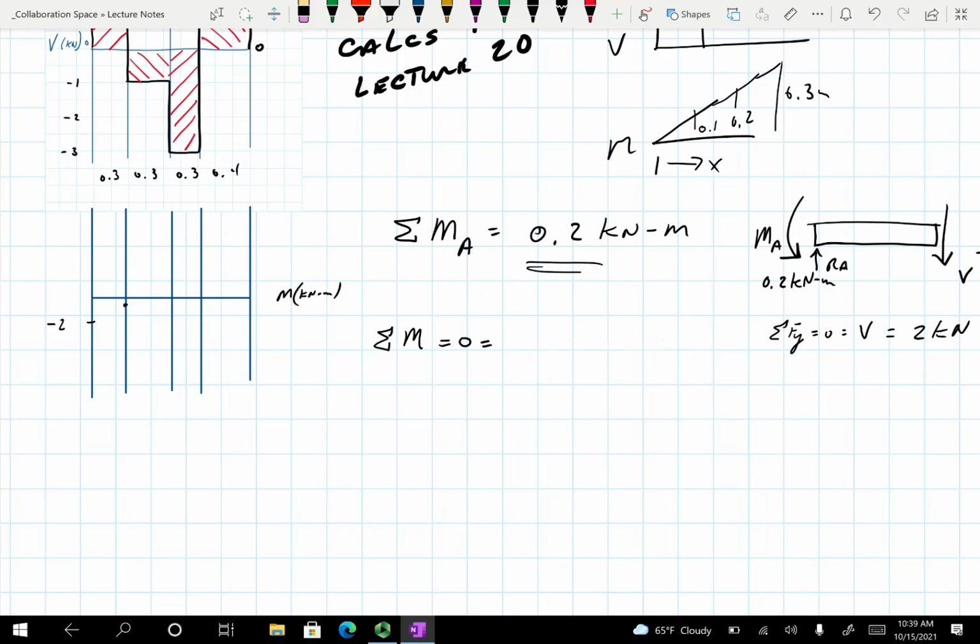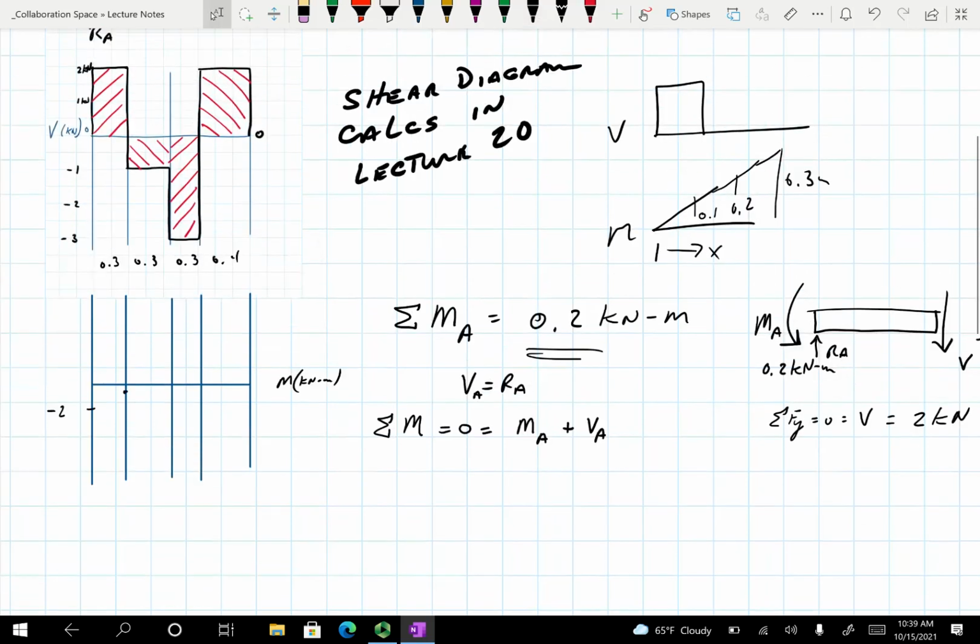Let's rewrite this thing. Can I go home? Not unless I do. All right. We got MA. We have a positive R. I'm going to use VA, which is equal to RA. But that's the shear at that first point. We have to multiply that times the distance.